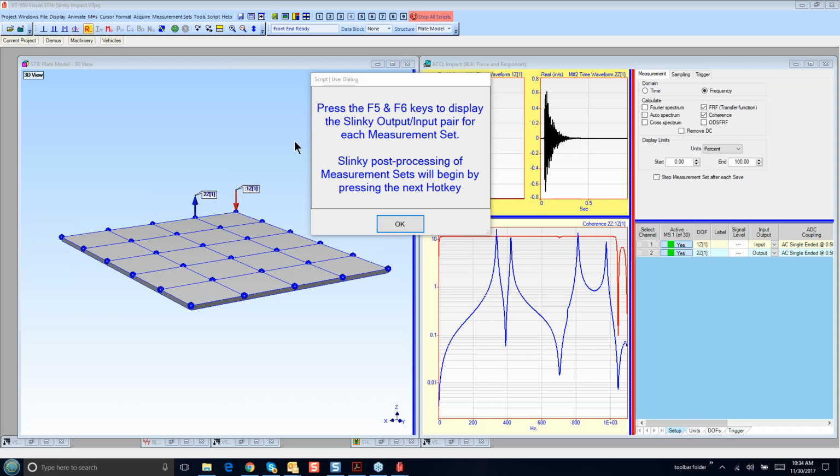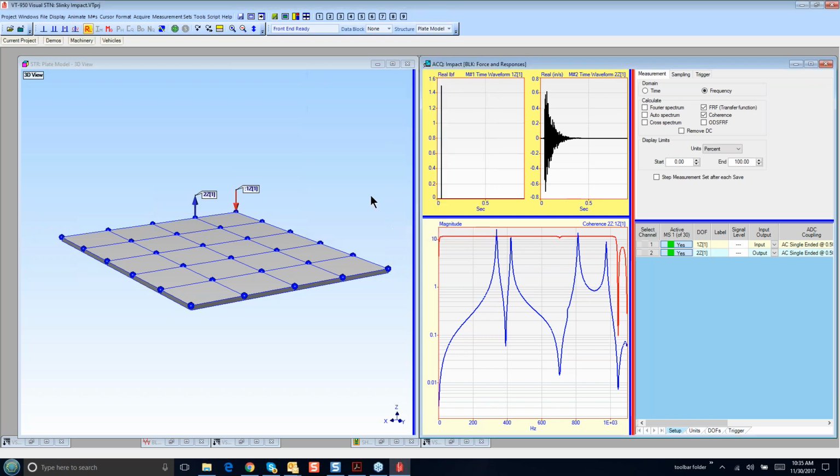This is something else that we have in MEscope. When we're doing these kinds of tests, we can set the whole test up with the degrees of freedom, the input, the output, how we want to make the measurements. That all happens inside the acquisition window. And so Slinky post-processing of the measurement sets will begin by pressing the next hotkey. So we're simply going to make FRF measurements here. And again, MEscope is set up with scripting, so it's going to rattle through all the 30 measurement sets.